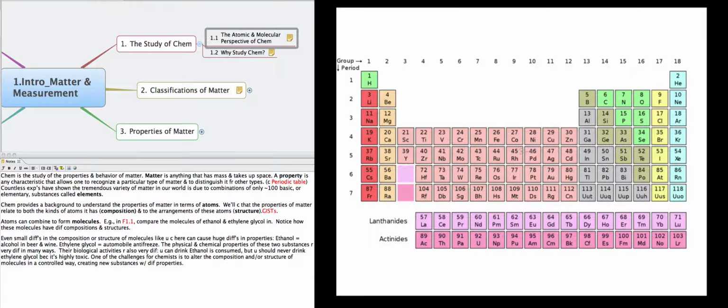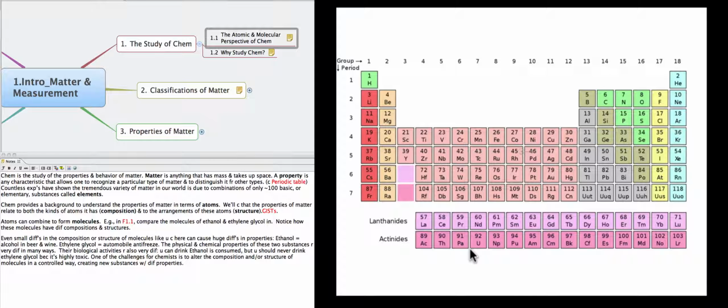Now, numerous experiments have shown that the tremendous variety of matter in our universe is due to the combinations of only 100 or so basic substances called elements. As you can see here, there are only 118 elements so far discovered.